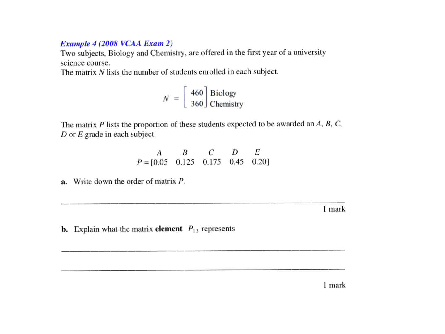It says two subjects, biology and chemistry, are offered in the first year of a university science course. Matrix N is the number of students enrolled in each subject. Then it says matrix P lists the proportion of these students expected to be awarded an A, B, C, D, E grade in the subject. So proportion means when you change a percentage to a decimal, okay? So that's what proportion means.